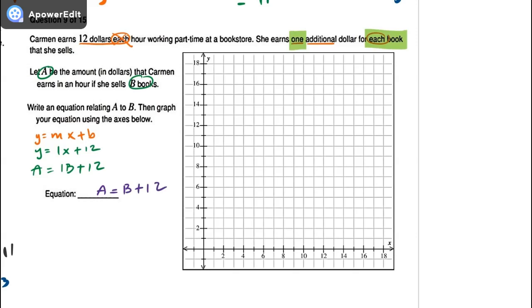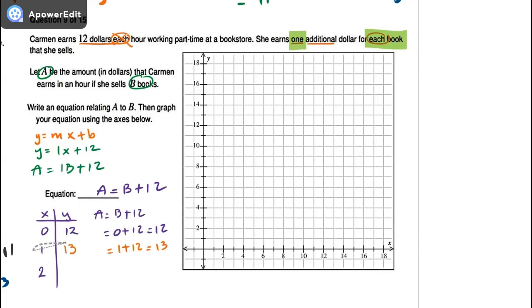Now we're going to graph this. We can make an x and y value table, and we choose 0, 1, 2. When you plug in 0, A equals B plus 12, so at 0 books plus 12, she will earn $12. With one book, 1 plus 12, that will give her $13.